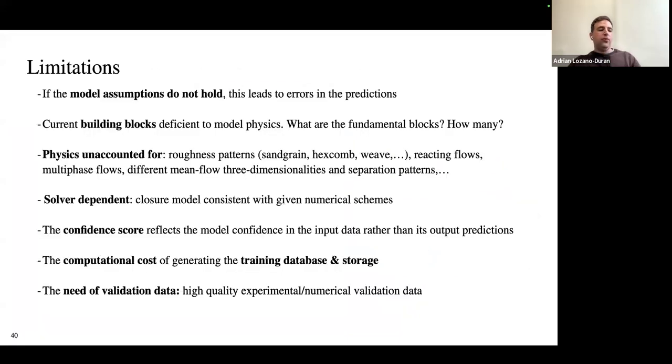Okay, so those are all the cases I wanted to show you. We have some more in the papers, but at least it gives an overview of what the model can do. But I would like to mention a few limitations of the model.